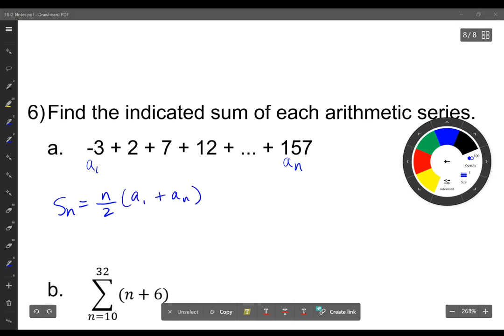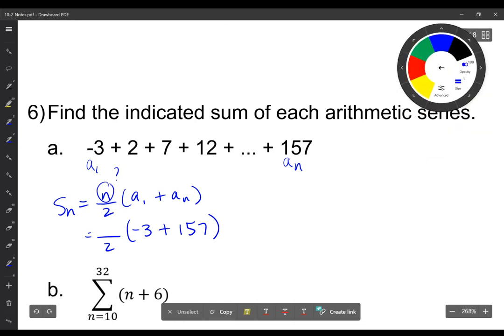So I know my first term, and I know my last term, but I don't know what n is, right? That's an issue. So I have my first term is negative 3, my last one's 157, but I don't know how many there are. And I don't want to keep going with the pattern and then solve and figure that out. So I've got to have a way to find n.